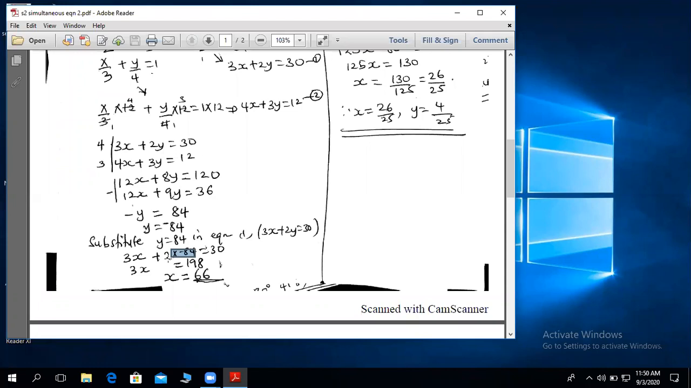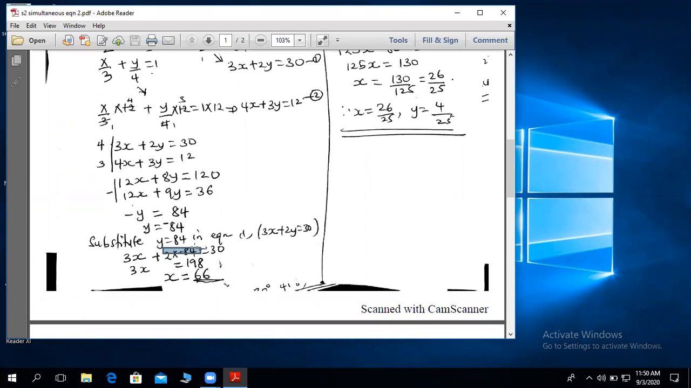So 2 times -84, it gives me that one as my answer. Now here I have done it right away. Get your calculator because I was running short of space. You get 2 times -84. The answer should be something like -168.